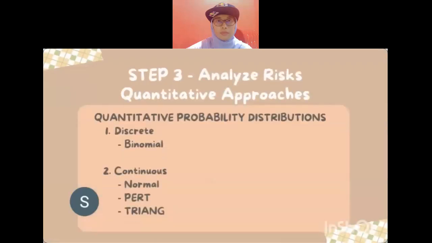In quantitative probability distributions, there are 2 types, which are discrete and continuous. In discrete, there is binomial, and in continuous, there are normal, PERT, and triangular.